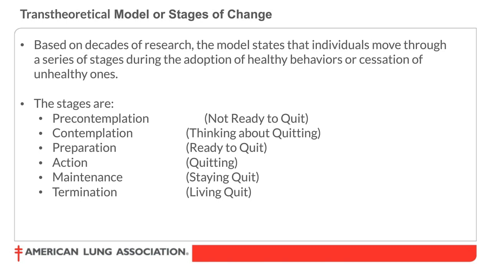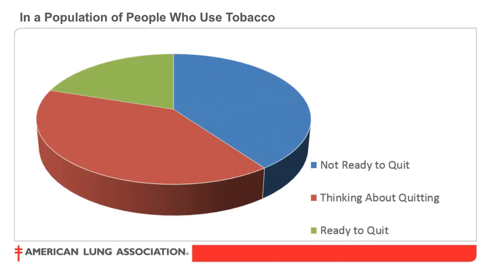The stages are pre-contemplation, which means that you're not ready to quit. Contemplation, which means that you're thinking about quitting. Preparation, this means that you are ready to quit. Action, you are quitting. Maintenance, you are staying quit. And lastly, termination, you are living quit. Research suggests that in any given population of people who use tobacco, 40% are ready to quit, 40% are thinking about quitting, and 20% are not ready to quit.